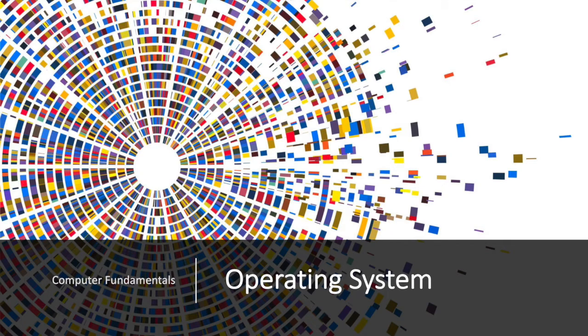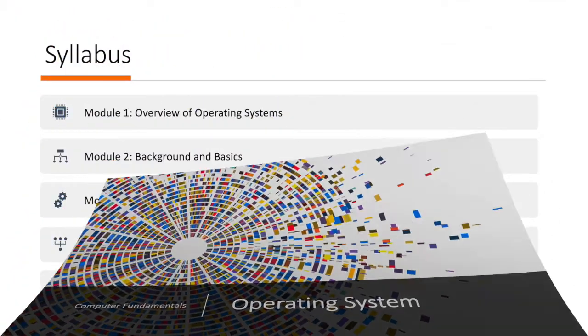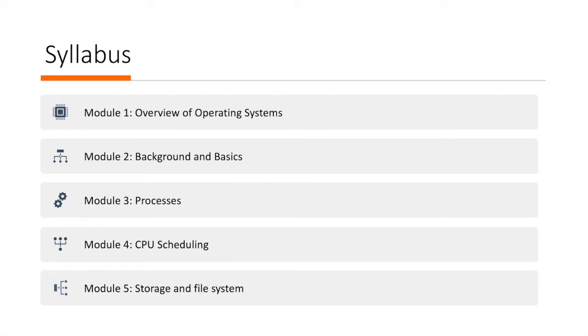Okay, let's start with module 1. As we have already discussed, we will be having 5 modules, and one by one we will go through each and every module, and we will have quizzes at the end of each module. So guys, that would be the test of knowledge. After each module we will keep checking how much we have learned. So let's start with the overview of operating systems.